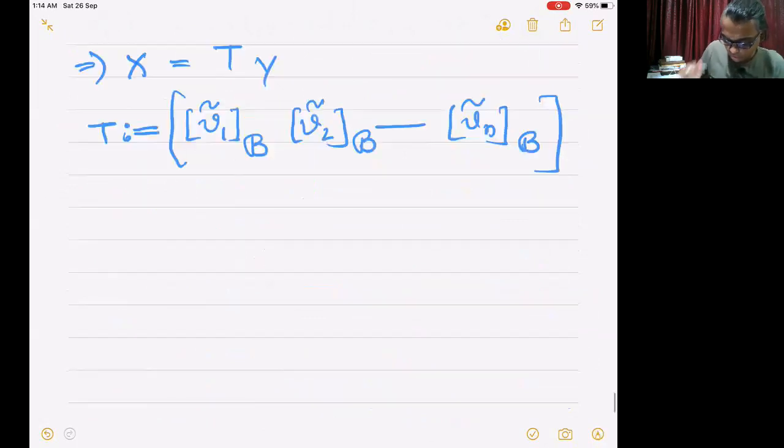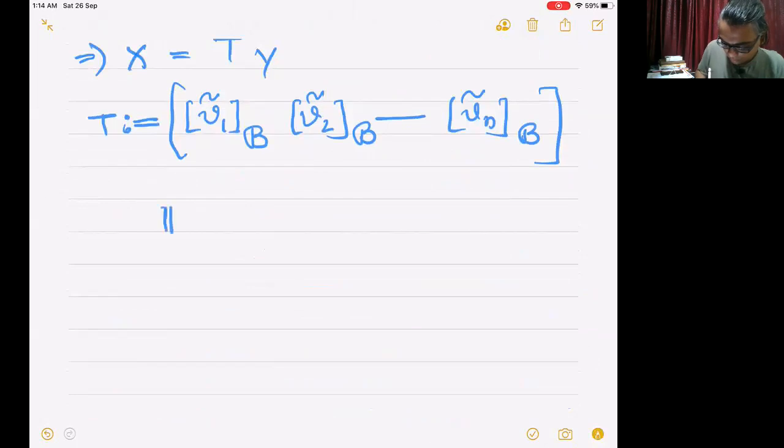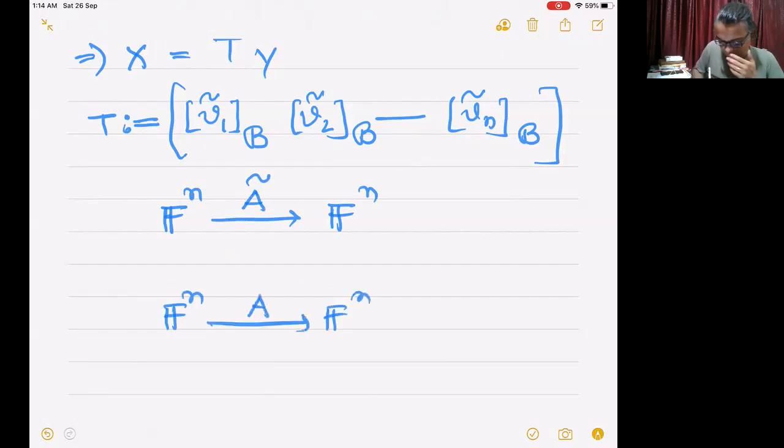So let us redraw our diagram. This was A tilde. This is F to the n, F to the n. This is A. This is in the original basis. This is in the original basis. This is in the new basis. We chose an arbitrary vector X here, and we wanted to find out how this gets mapped to the Y here. We have seen that X is equal to Ty. So in this direction, the map is T inverse. So in this direction, this map must be T.